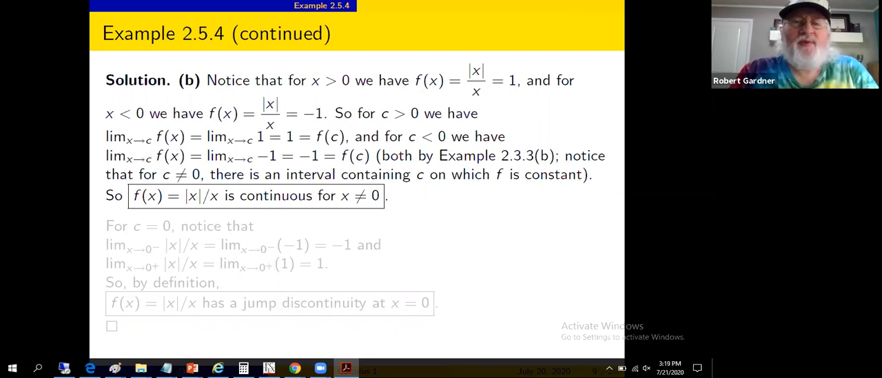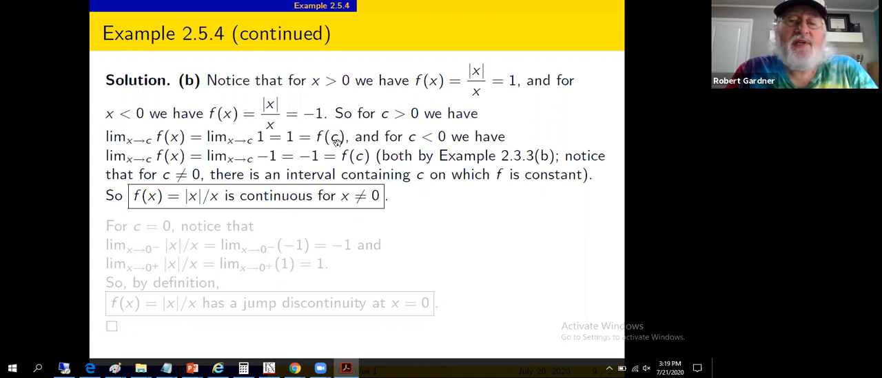So we've got a function that's 1 for x positive and negative 1 for x negative. Let's go through and analyze it algebraically, and we'll draw a picture here in a second. So if c is greater than 0, then the limit as x approaches c of f of x. What's f of x look like? When I input positive values, it looks like 1. It is 1. Limit as x approaches c of 1 is 1.